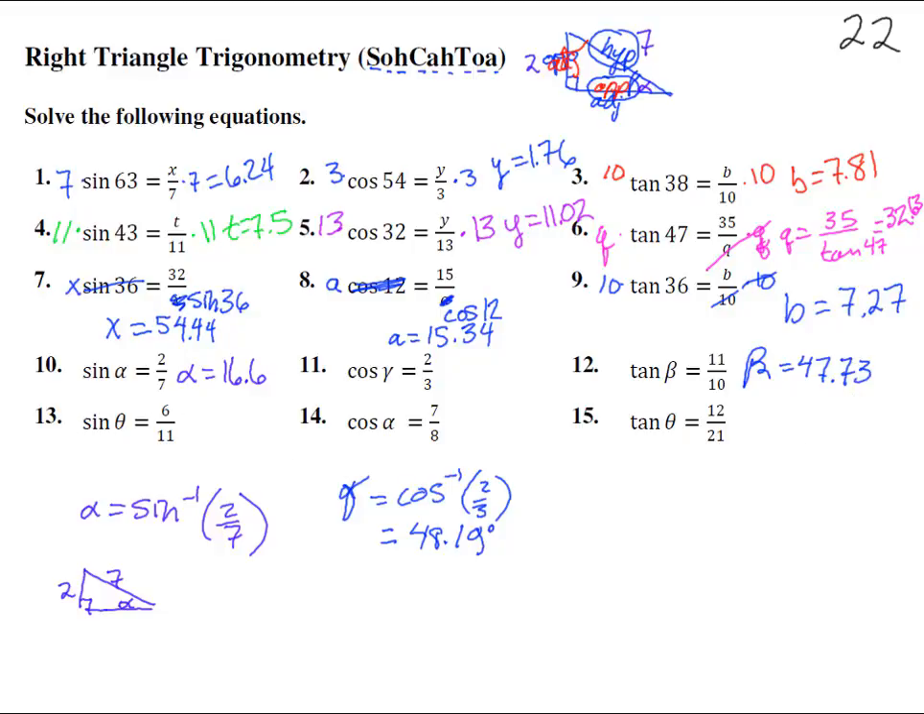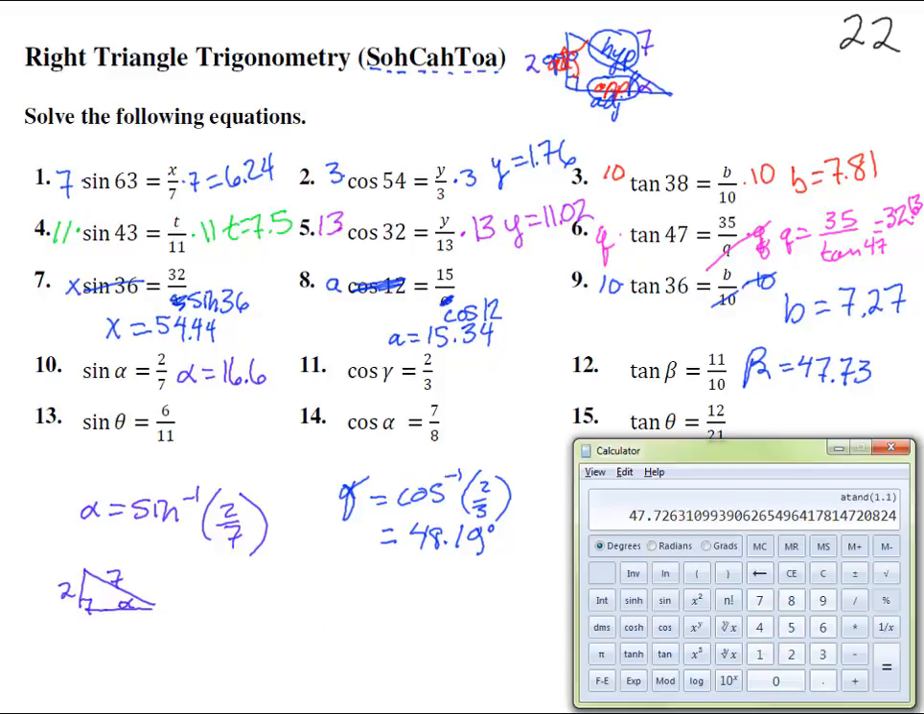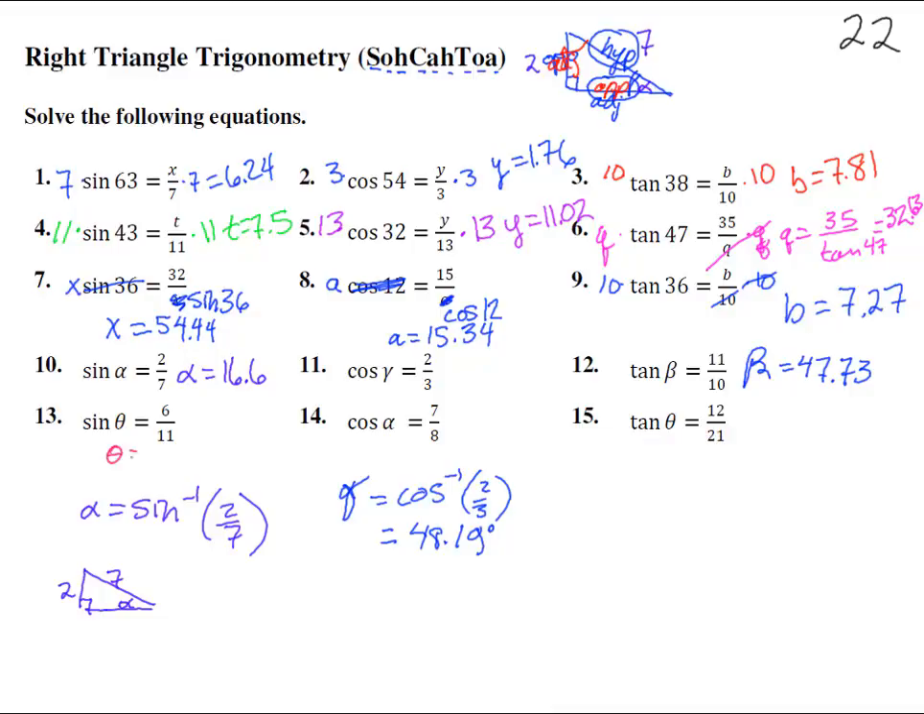Okay, number 13. We're going to do sine of theta equals 6/11. So we've got to do 6 divided by 11. Good. And we get inverse or shift sine, and we get 33.06 degrees. Theta equals 33.06 degrees.